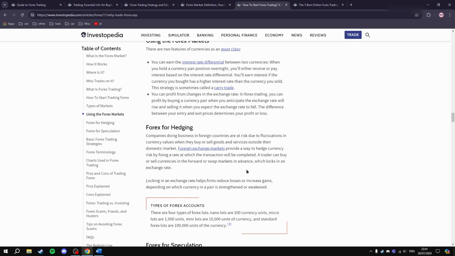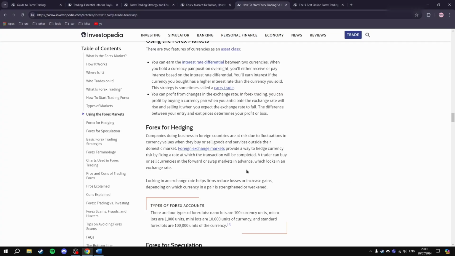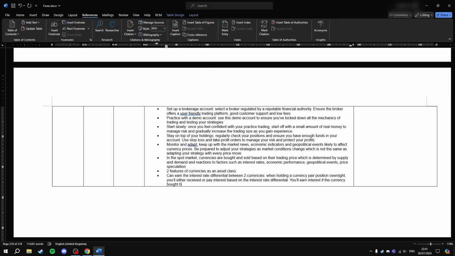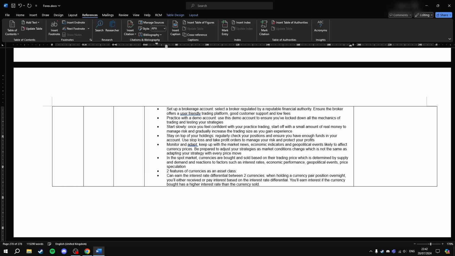You will earn interest if the currency bought has a higher interest rate than the currency sold. This strategy is also called a carry trade.